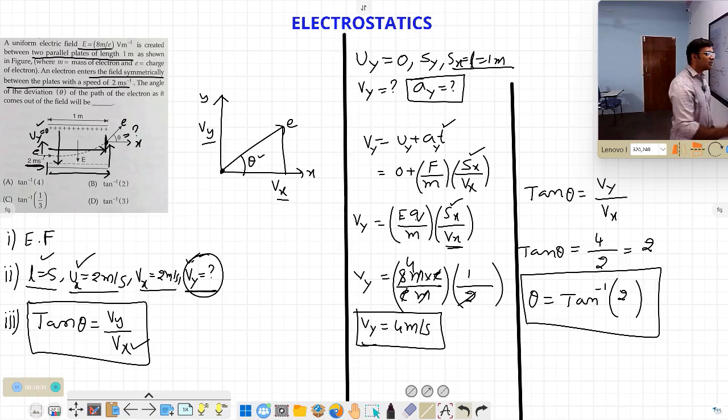Now look at the options here. What angle does the electron come out from the plates at? The second option, tan inverse 2, is the correct answer for this question.